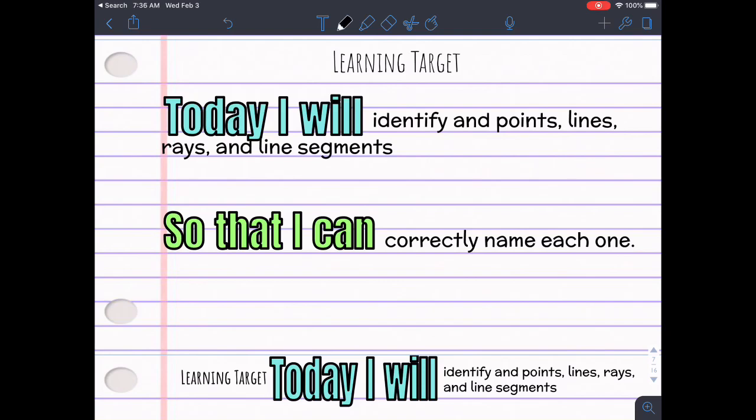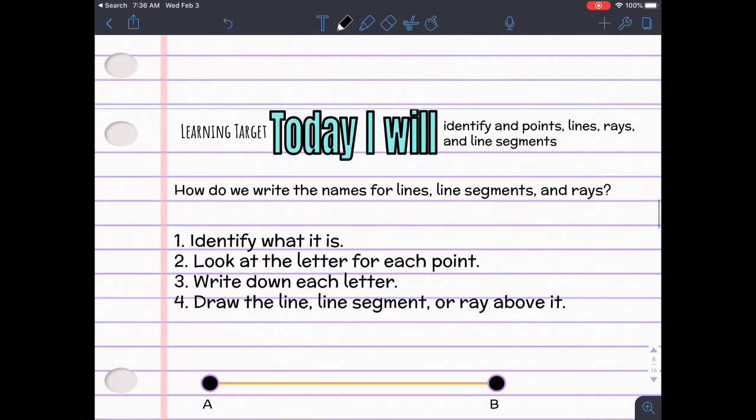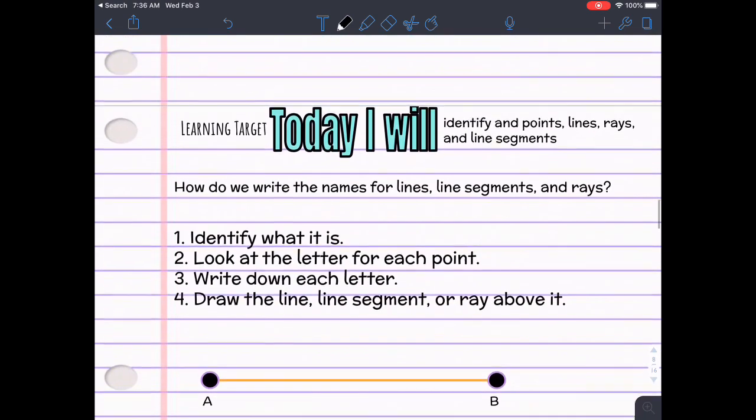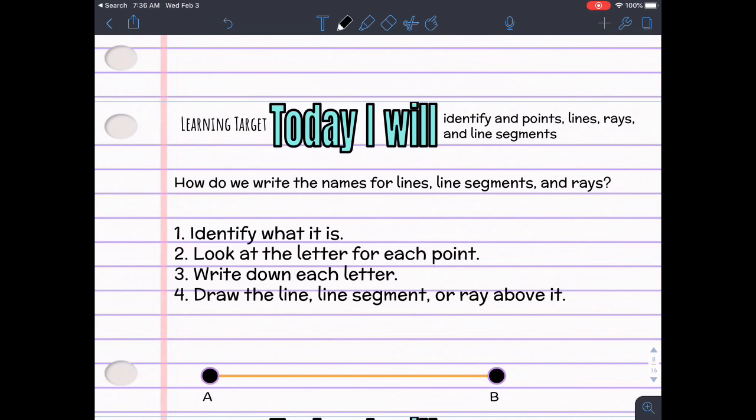Today, we're going to identify points, lines, rays, and line segments so that we can correctly name each one. So your goal today is to write the name for each point, line, ray, or line segment. So here I have a line segment on my screen, and there are 4 things you have to do to write the name for a line segment.